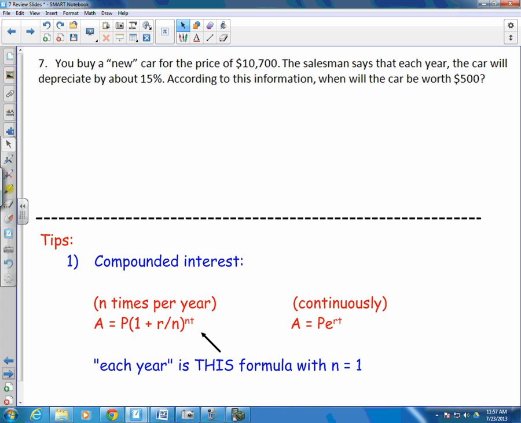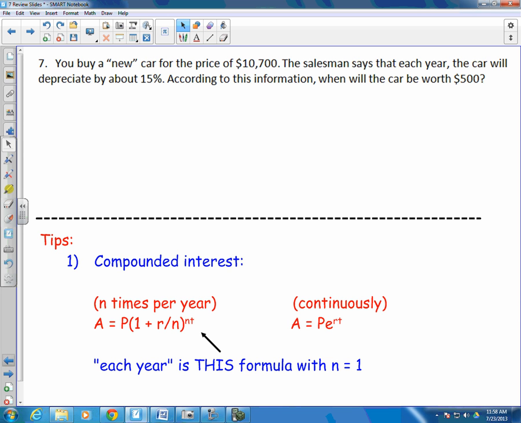All right, and then the last question I want to talk about is exponential growth and decay as it refers to money. So compound interest can be done in two ways. You've got two formulas. You've got A equals P times (1 plus r over n) to the nt. And then continuously, which is A equals Pe to the rt. If the problem says each year, then you're going to take the first formula, but n is going to be 1. That's actually very simple.